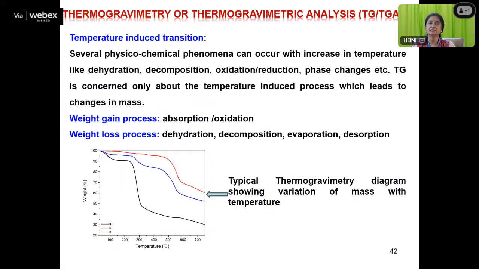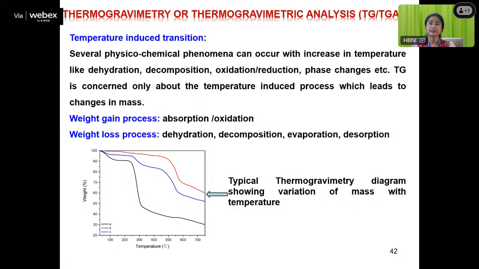So, weight gain processes. What are the weight gain processes? Absorption or oxidation. Because with oxidation, if oxides are forming from a metal, then its weight will be increasing due to the incorporation of oxygen. And what are the weight loss processes? Dehydration, decomposition, evaporation, desorption, etc.